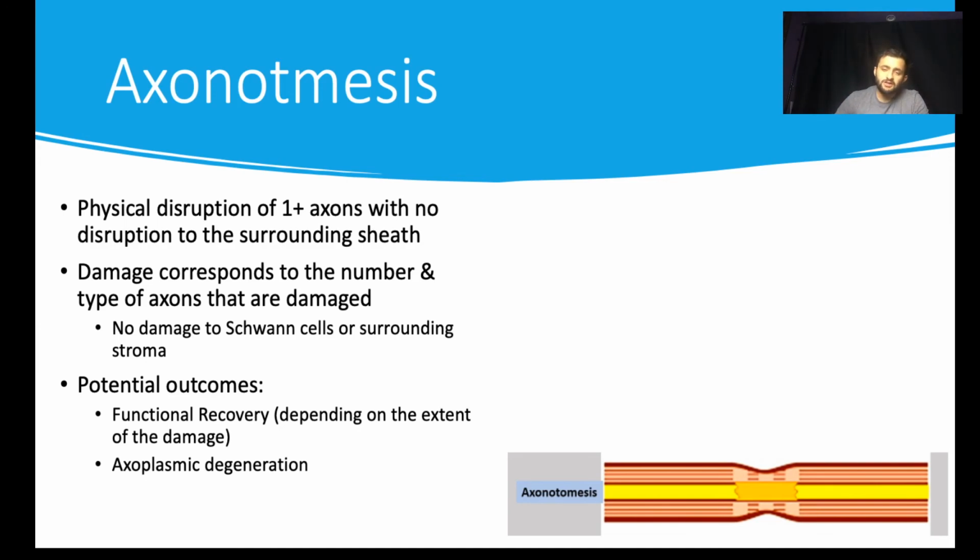Generally, when we think about the potential for recovery from axonotmesis, we're thinking of how much involvement there is of the Schwann cells, right? If we just have some endoneurium involvement, then there is some potential for regrowth. But when you think about perineurium involvement, there's minimal potential for regrowth. Now, when the epineurium is also involved, there's almost no potential for regrowth.